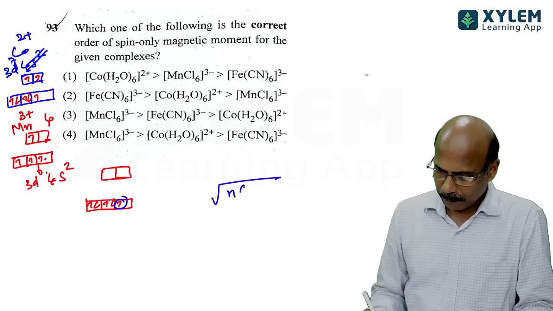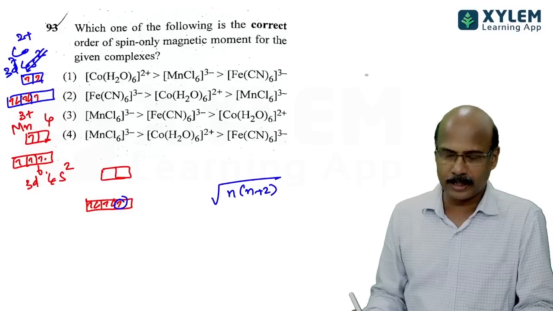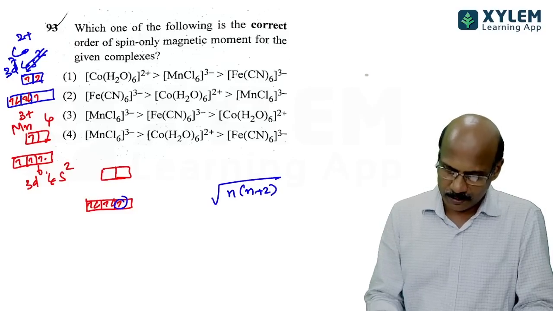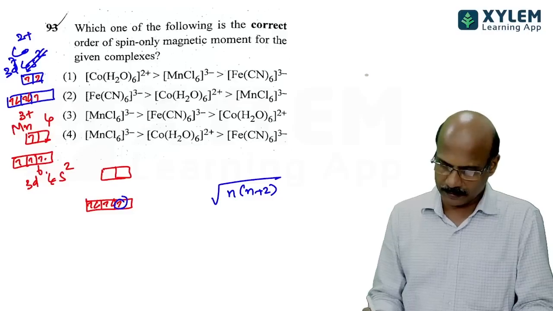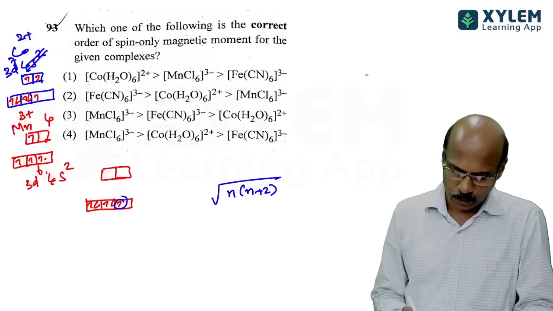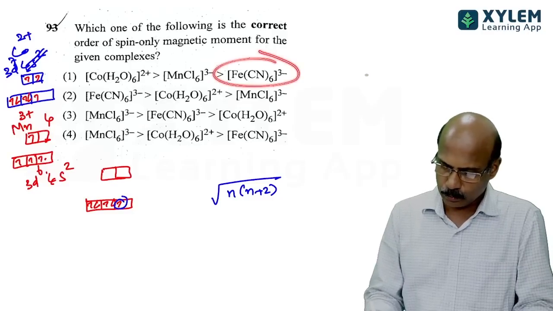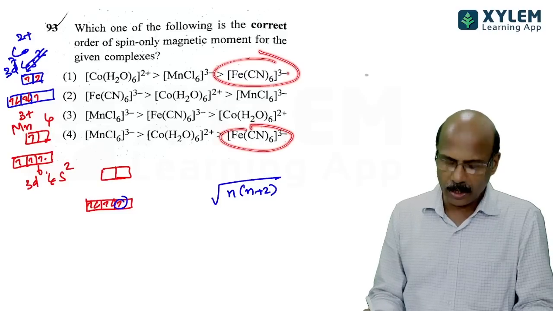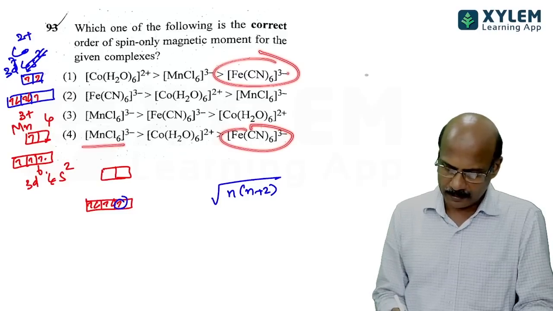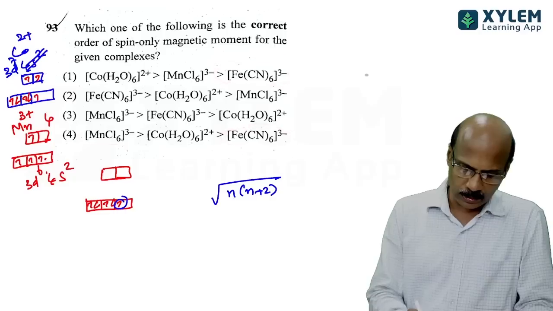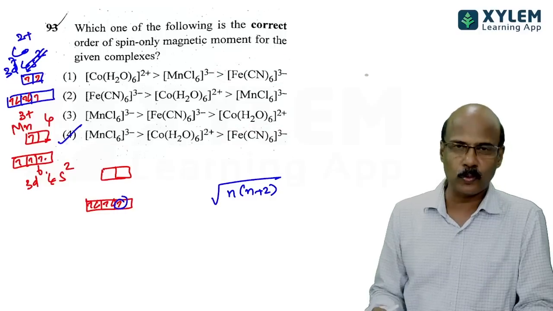Greater the number of unpaired electrons, greater will be the magnetic moment, you know. So the lowest number of unpaired electrons is present in iron. So the lowest magnetic moment goes to [Fe(CN)6]3-. And no doubt the highest goes to [MnCl6]3-. So the correct answer is option 4.